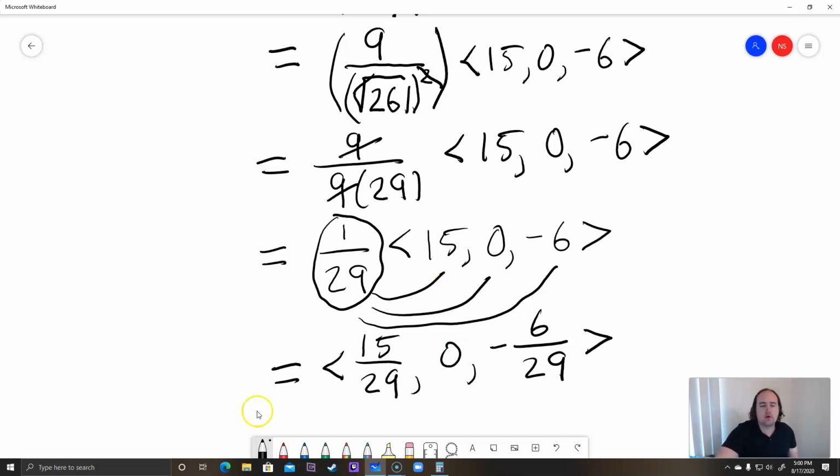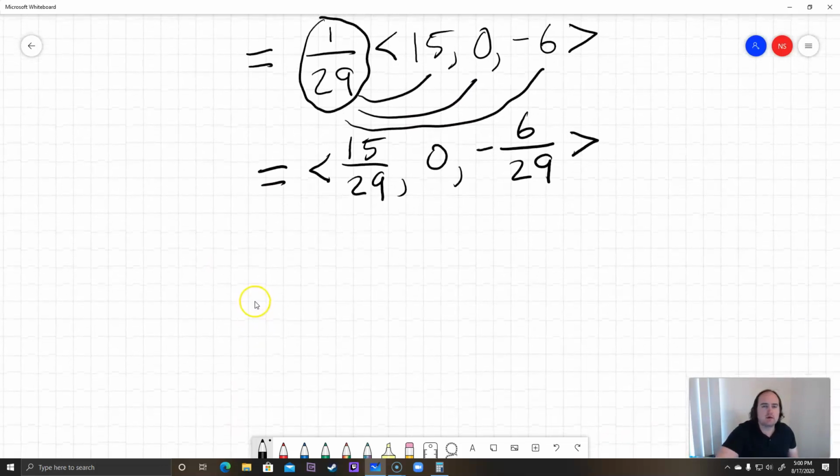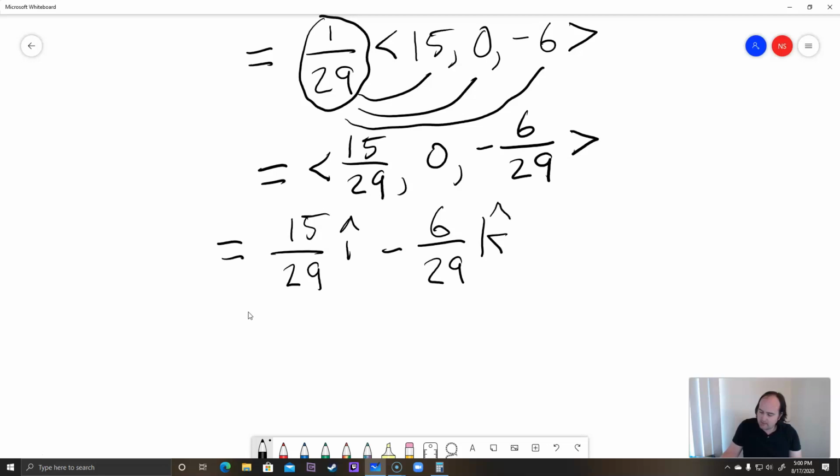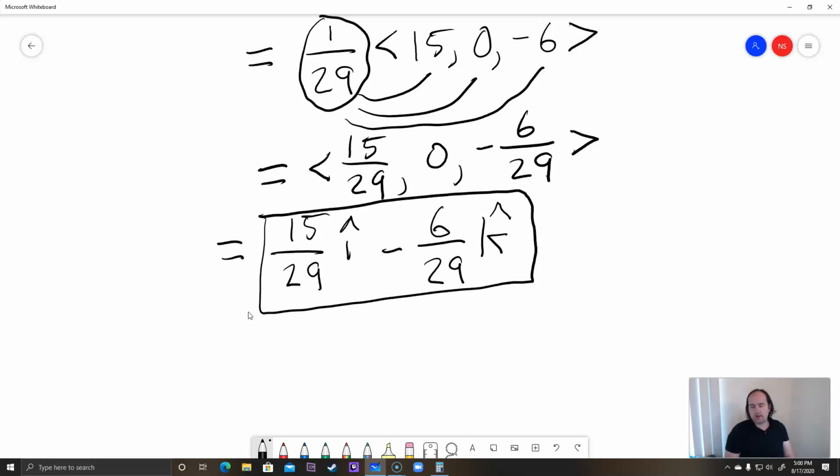And then also in your homework, at the very end, they want you to write your answer in terms of unit vectors. So we're going to go ahead and write it as 15 over 29 times i. We don't write the middle term because it's 0. So if the j term is 0, you don't write it. And then we write the last term, which is negative 6 over 29 times k. Okay, so our answer is 15 over 29 times i minus 6 over 29 times k. And that completes our lesson on the dot product and vector projection.